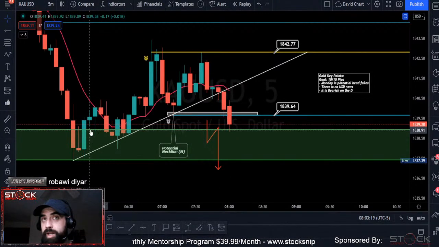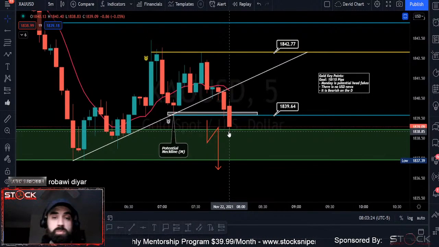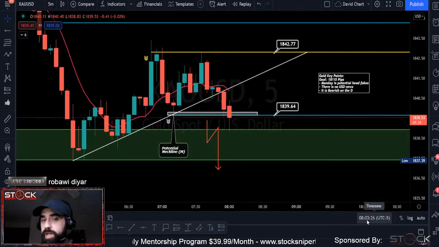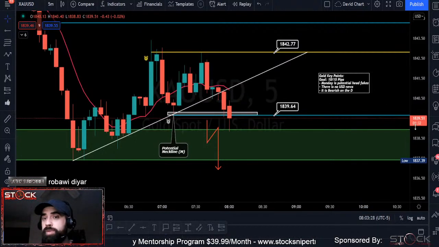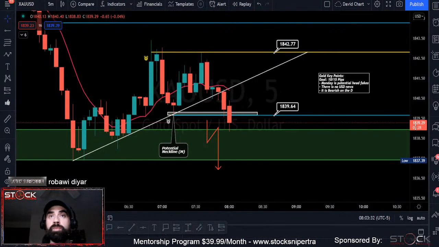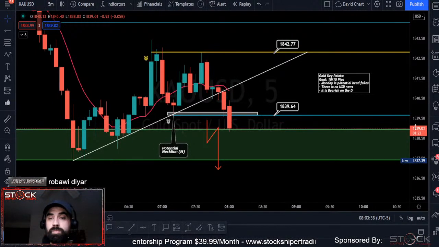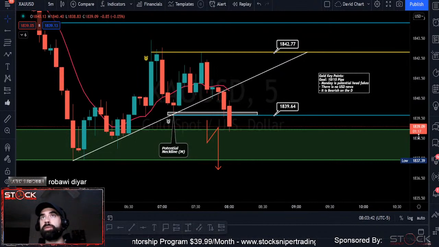You can see where a lot of the buyers are. A lot of buyers. So let the candle close at 8:03. There's about a minute and 33 seconds left. Almost under 1 minute.